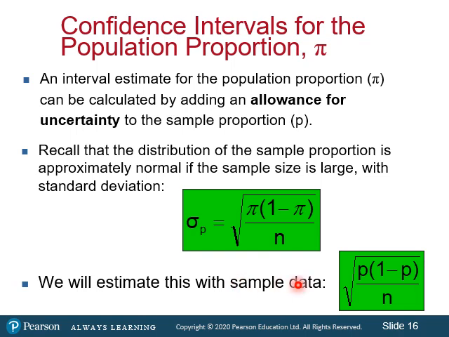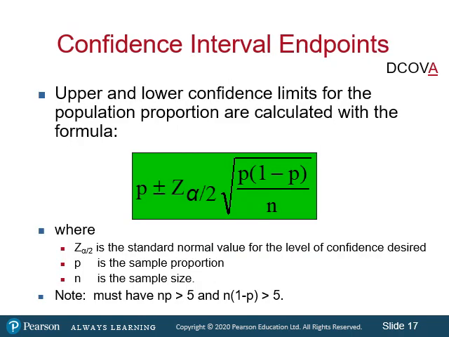We will estimate this with sample data, which is P times 1 minus P divided by N. So pi is now replaced by P. So for the confidence interval calculation for a proportion, we will have this formula: P plus minus Z alpha divided by 2 times the square root of P times 1 minus P divided by N. Here 1 minus P is the proportion of failure. P is the proportion of success, and 1 minus P is the proportion of failure.